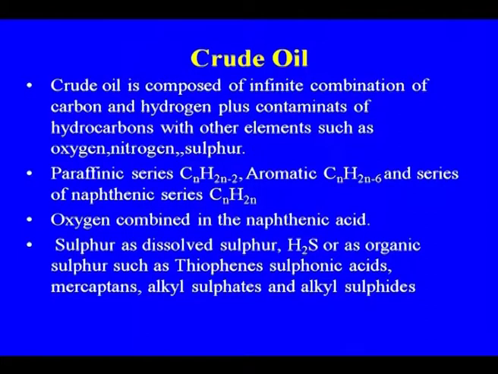Crude oil is composed of an infinite combination of carbon and hydrogen plus contaminants of the hydrocarbons with other elements which are very important, and already I discussed we have the various bases: paraffinic, aromatic, intermediate, or it may be the naphthenic series. Oxygen is combined in the form of naphthenic acid that is present. Sulfur is present as dissolved sulfur, H2S, or organic sulfur such as thiophenes, sulfonic acid, mercaptans, alkyl sulfates, and various forms of thiophenes, which is one of the very important because it is very difficult to remove in the process.